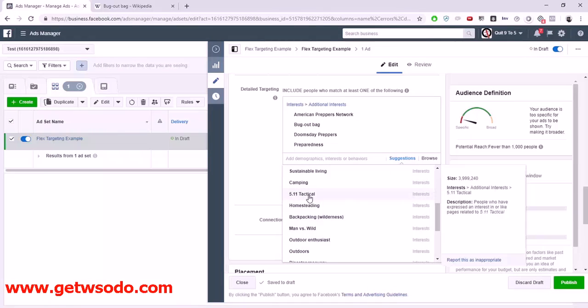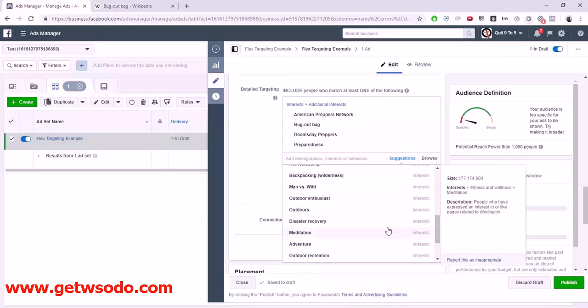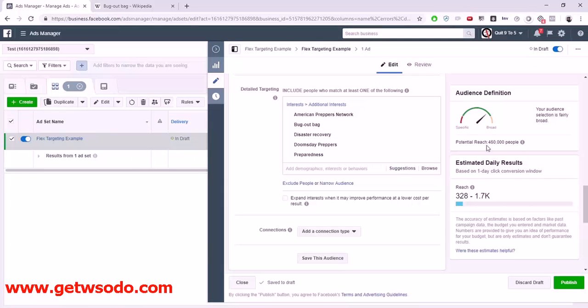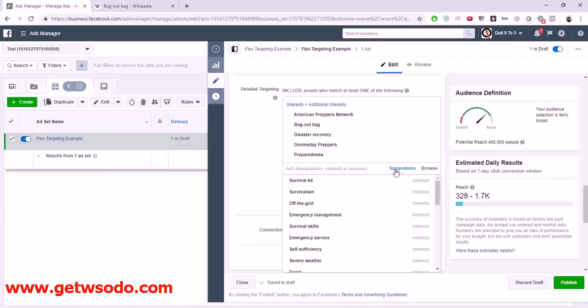So 5.11 tactical. See, this one's pretty big. It does have to do with the interest group, but I think it's pretty unrelated. So we're not going to put that in. Disaster recovery. So that's pretty related to preppers. So I'm just going to throw that in there. So we're at 460,000 people now.